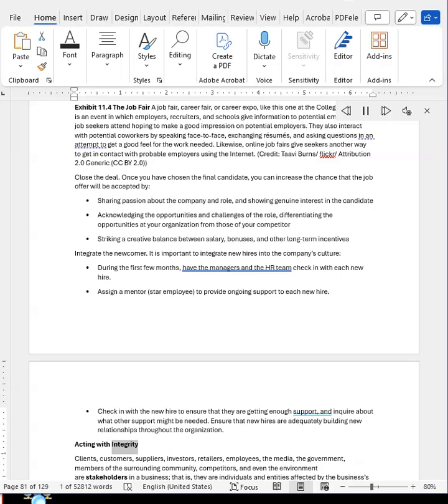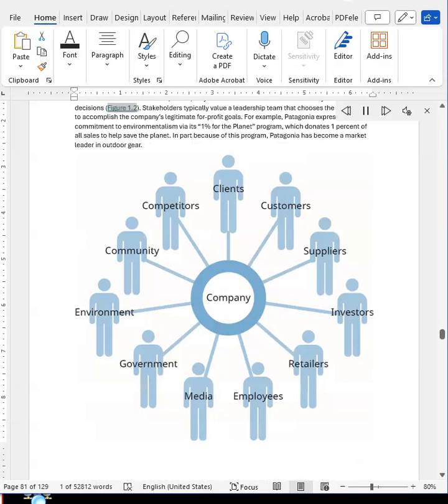Acting with integrity. Clients, customers, suppliers, investors, retailers, employees, the media, the government, members of the surrounding community, competitors, and even the environment are stakeholders in a business. That is, they are individuals and entities affected by the business's decisions. Figure 1.2. Stakeholders typically value a leadership team that chooses the ethical way to accomplish the company's legitimate for-profit goals.